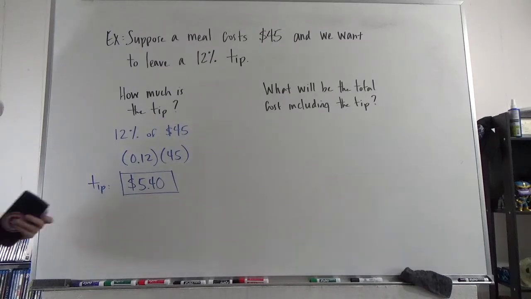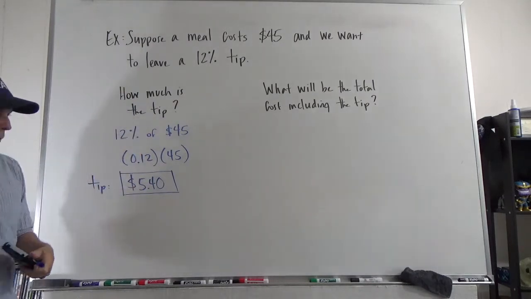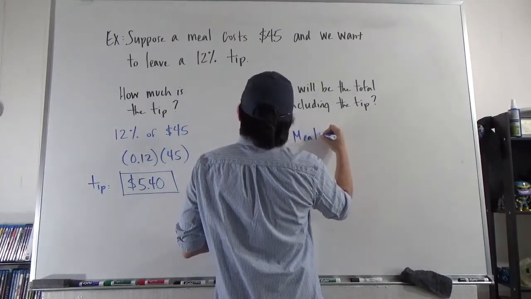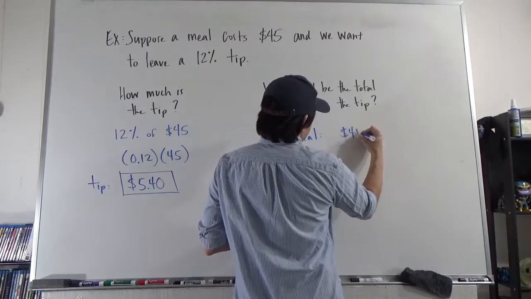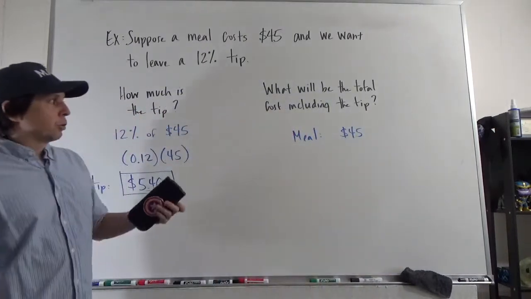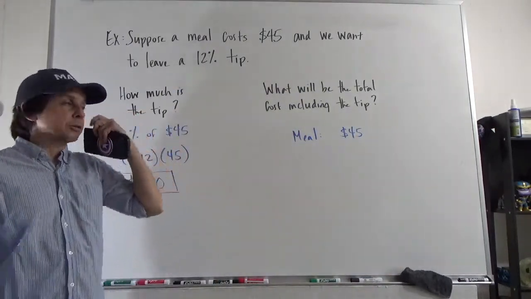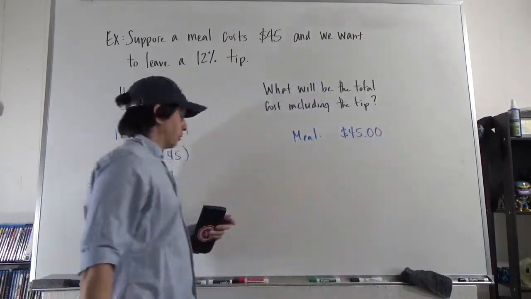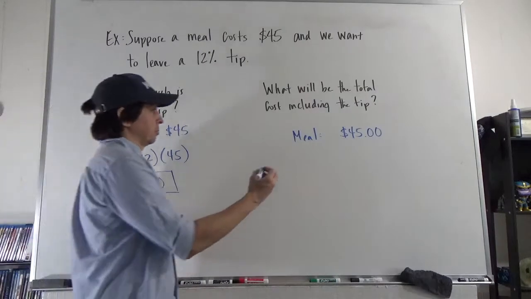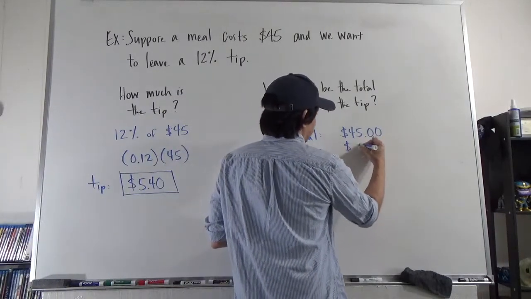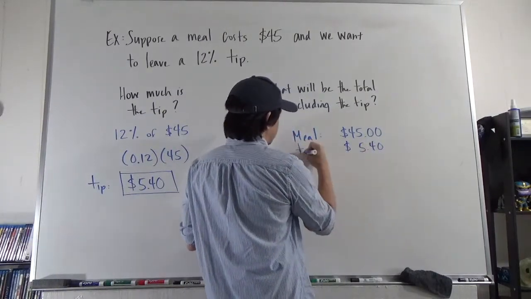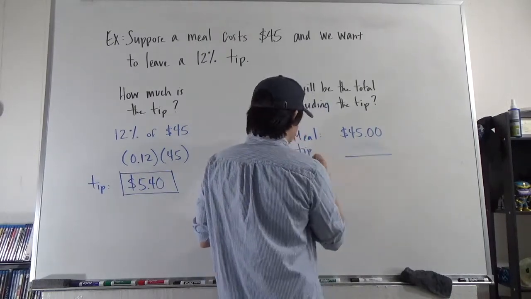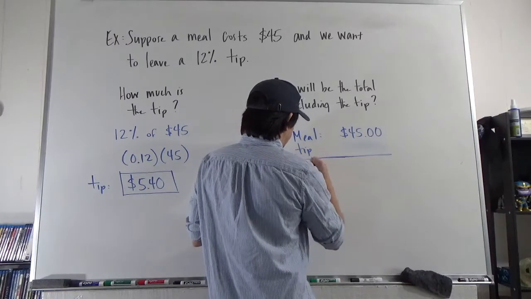And then for the total, we would just add that tip to the bill. So here's your meal, costing $45. And even though it was written without the 0.00, because it was an exact dollar amount, you can put in the 0.00, especially if you're going to add something that has cents. We'll add 5.40 as your tip. Oh, sorry, let me erase that for now. Don't write it, don't worry, I'm going to put it in. And then your total.